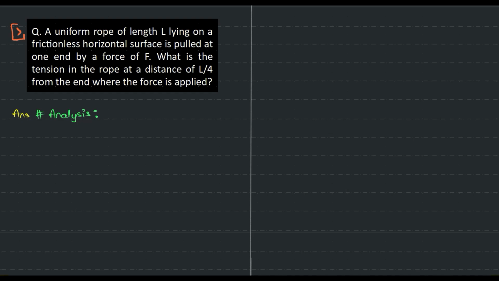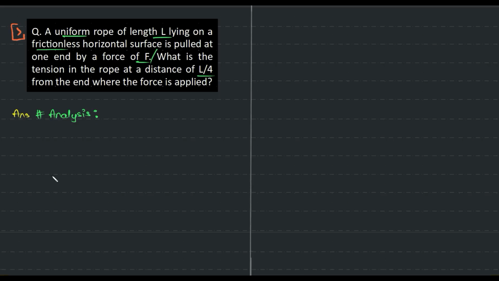A uniform rope of length L lying on a frictionless horizontal surface is pulled at one end by a force of F. What is the tension in the rope at a distance of L by 4 from the end where the force is applied? So: uniform, length L, lying on a frictionless surface, pulled at one end with a force of F. Okay, so those are the key things.